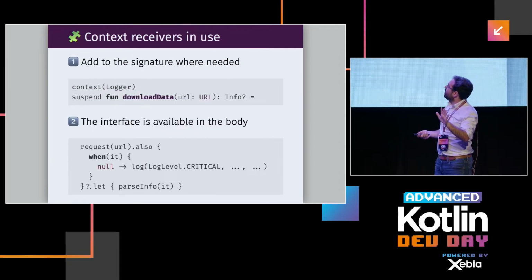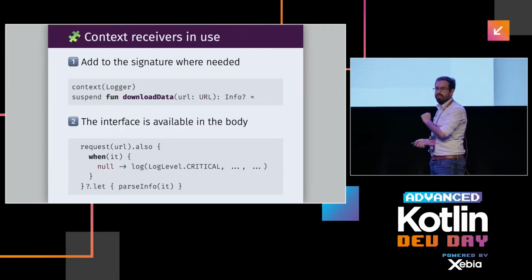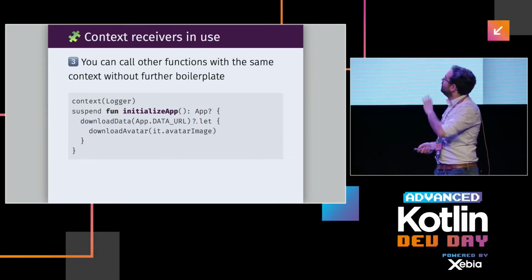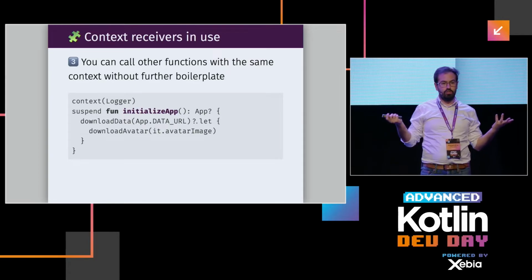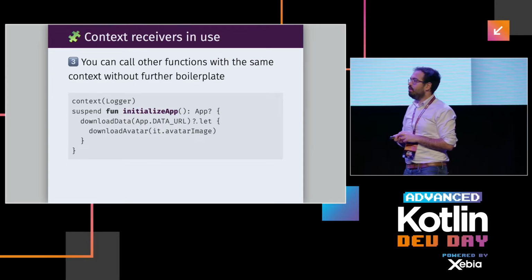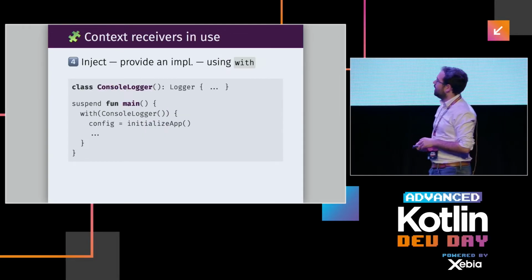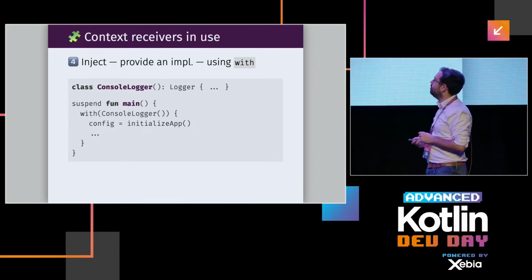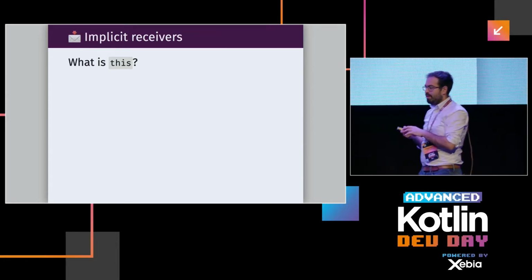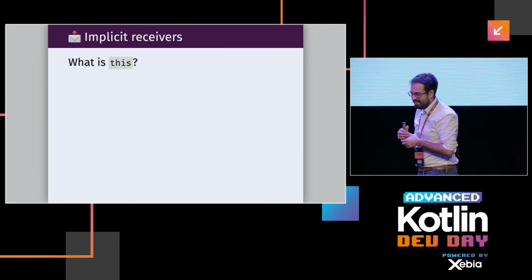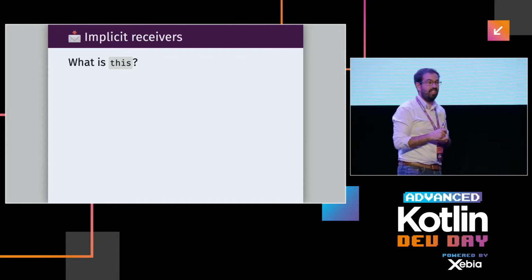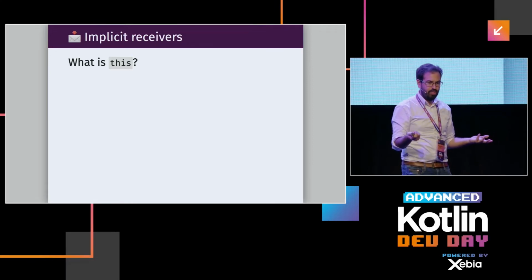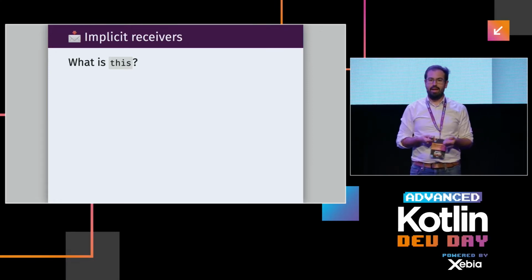So you declare them in the function. If you have it in the body, you use it as if it was part of the scope. Then if you are not using it, you don't see it except for in the signature, and then you use with to inject the thing, usually at the top level of your application or whatever. So this point is maybe interesting, and especially because we are in an Advanced Kotlin conference, to figure out what this is when we are using context receivers, because this gets a bit hairy.